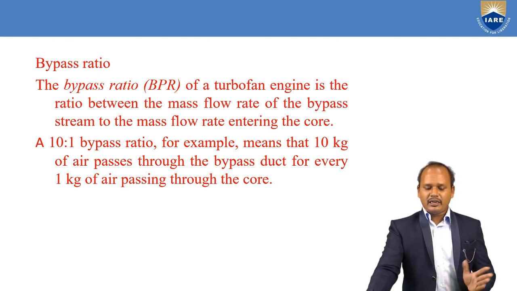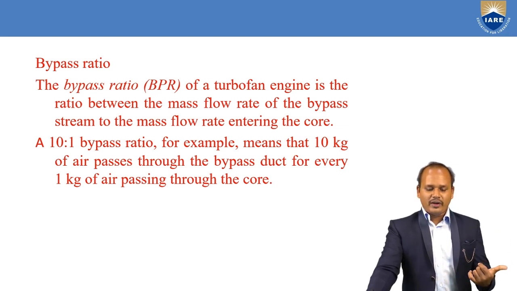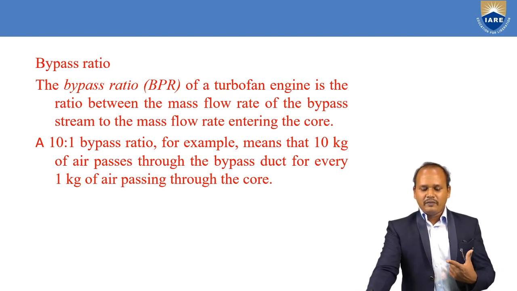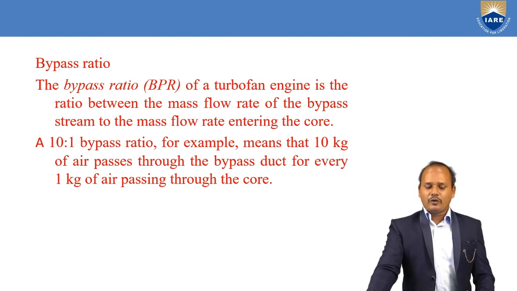By combining that, we are able to get an efficient engine which can operate in the Mach number range of 0.6 to 0.8, the zone where neither your turbojet nor your turboprop is efficient. By combining these two concepts together, we get one engine, which we use in almost all commercial aircraft. Okay, so with this I'll finish today's lecture.